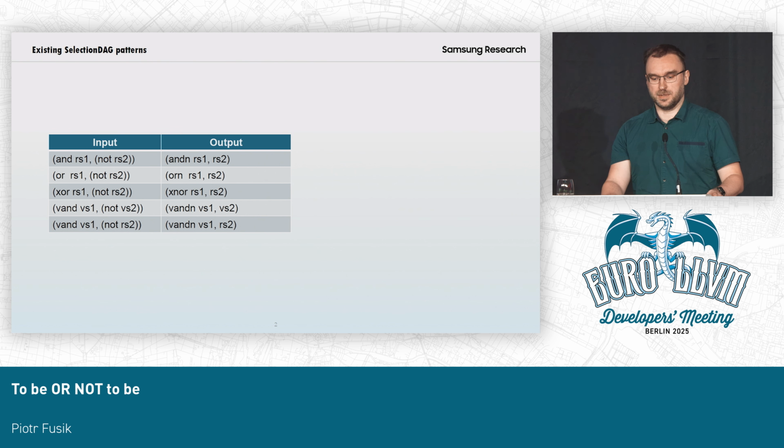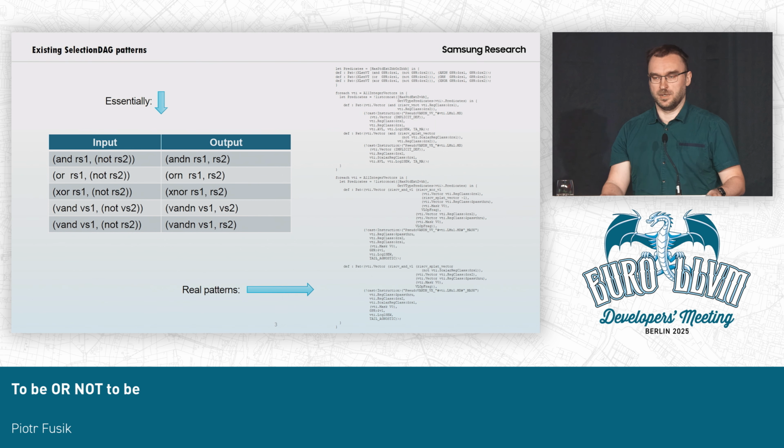LLVM already emitted these instructions using these simple patterns. For a bitwise operation with an inverted operand, it emitted the inverted instruction. Of course, real instruction selection DAG patterns are more verbose than what you see in this table.